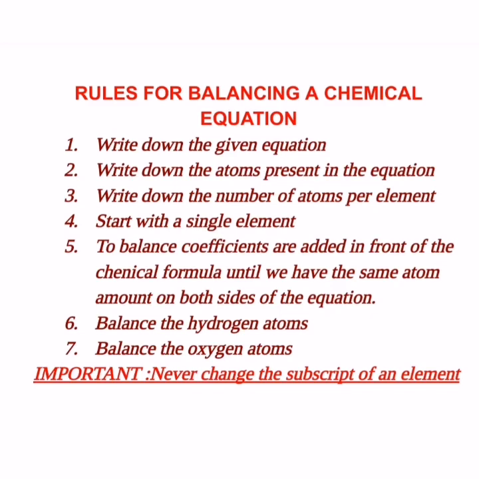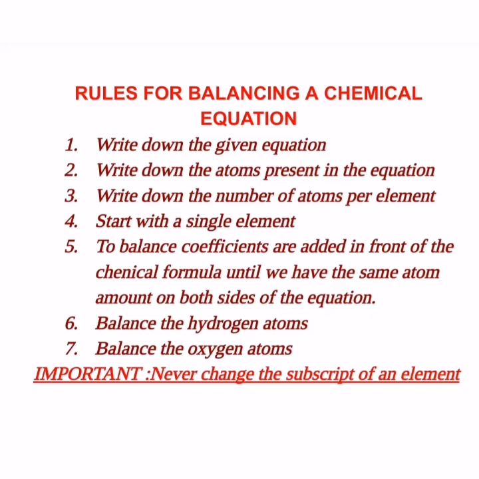Now, we will go with the rules for balancing a chemical equation. What are the different steps we should follow when we balance a chemical equation? The first step, write down the given equation. There will be an equation for a reaction. So first step is to write the equation without any mistake. If any mistake is there, our balancing will not be a correct one. Then second, make a column and write down the atoms present in the equation, one by one. Third step, write down the number of atoms per element. How many atoms are present, you write that number close to that atom.